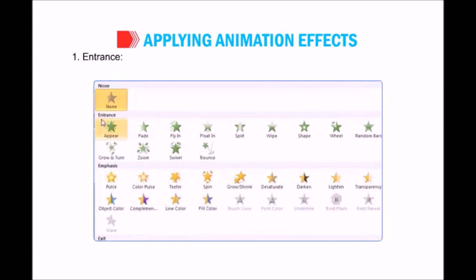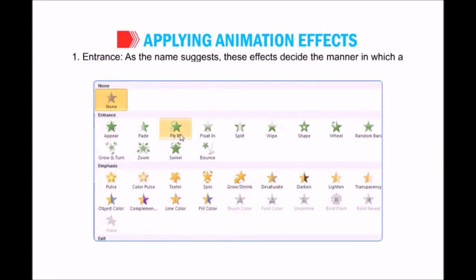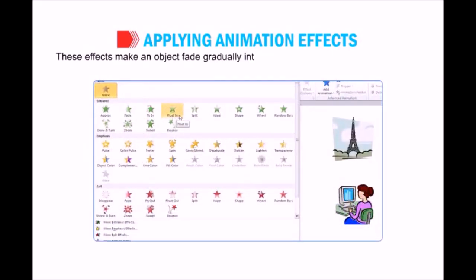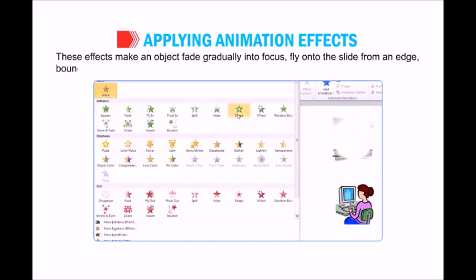Number 1. Entrance. As the name suggests, these effects decide the manner in which an object enters into a slide during the slideshow. These effects make an object fade gradually into focus, fly onto the slide from an edge, bounce into the view and so on.